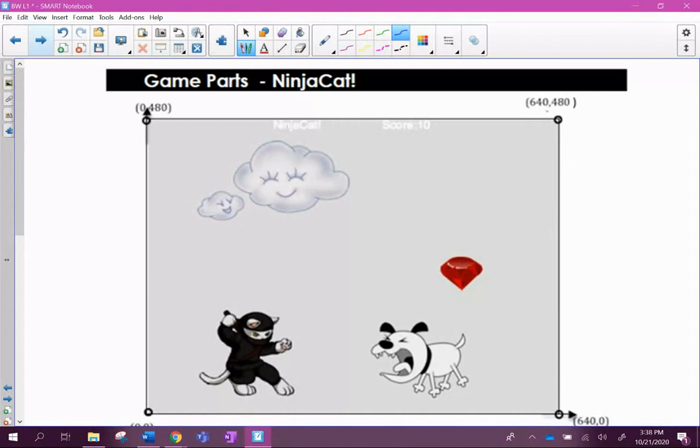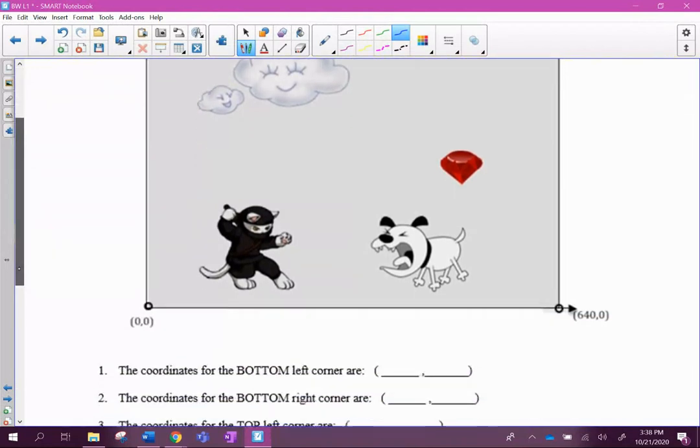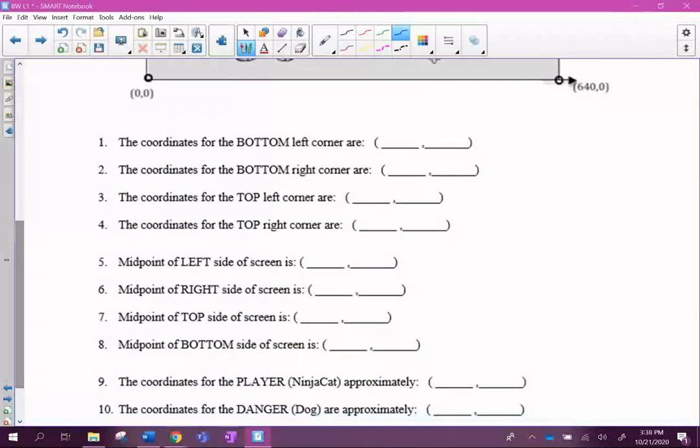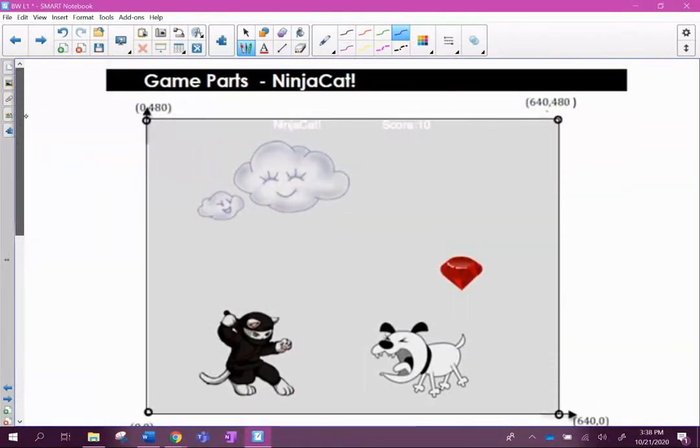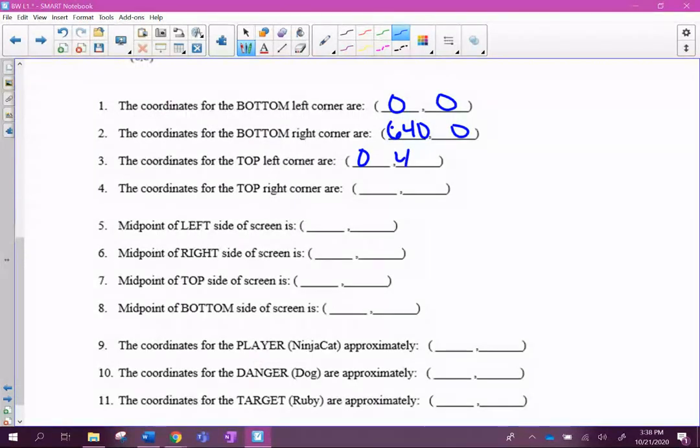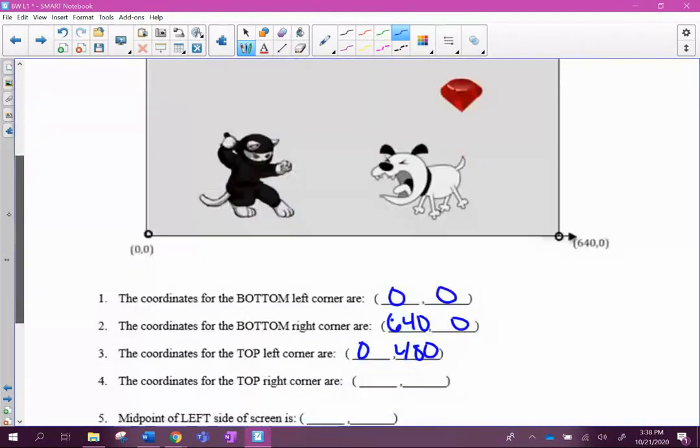So here we have just this basic screenshot of the game. And what we're going to do is answer some questions based off the game as if I were to put it on a grid. So number 1, it says the coordinates for the bottom left corner. So looking at this grid, it tells us that is 0, 0. The coordinates for the bottom right corner, we look at our point, is 640, 0. The coordinates for the top left corner, so top left, 0, 480. Coordinates for the top right corner, 640, 480.